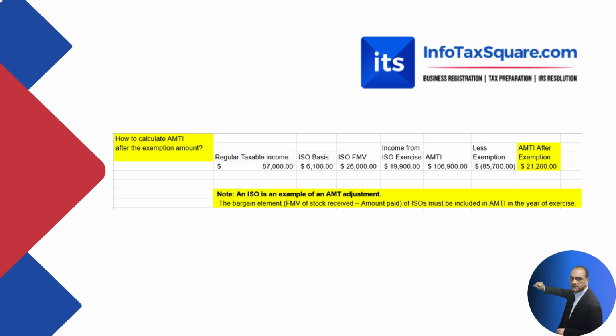So her regular taxable income was $87,000, and she excluded from her income $19,900, which has to be added back, and we will have an AMTI of $106,900. We have the exemption amount before calculating the AMT amount. So AMTI $106,900 less the exemption amount, since she's a single filer, which is $85,700. So AMTI after the exemption will be $21,200.